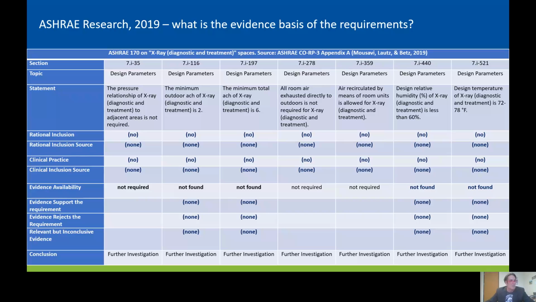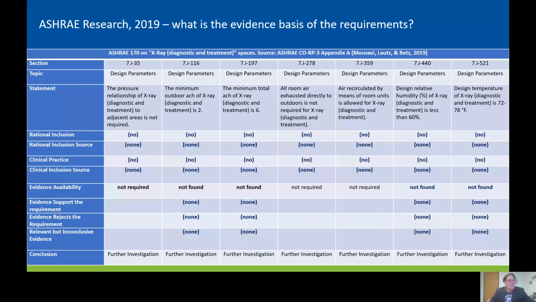You may be wondering, what is 6 air changes per hour or 2 air changes per hour based on? Like, where do these numbers come from? Well, ASHRAE did a research project to answer exactly that question. It's called Project CORP02, evaluating the scientific evidence behind Standard 170. So in their final report, they published all of the requirements in the standard. You see those in columns here.